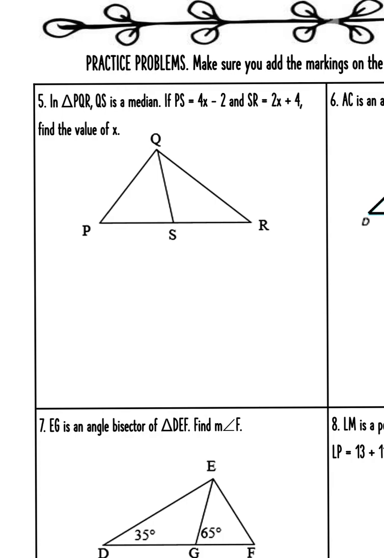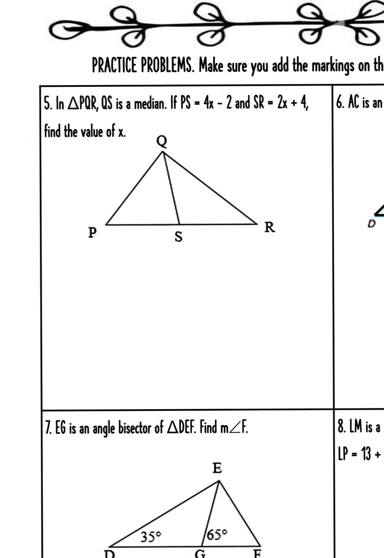So number 5 says, in triangle PQR, QS is a median. I'm going to go ahead and box in that word. It's a keyword. We're talking about QS. If QS is a median, then I know S is the midpoint of this side down here, because remember, the median goes to the midpoint. Median, you're thinking middle, thinking midpoint. So then I know that this piece, P to S, has to be congruent to SR. So those parts are congruent.